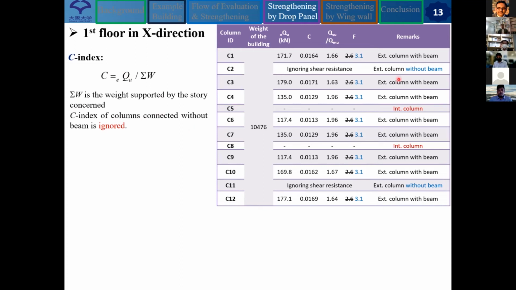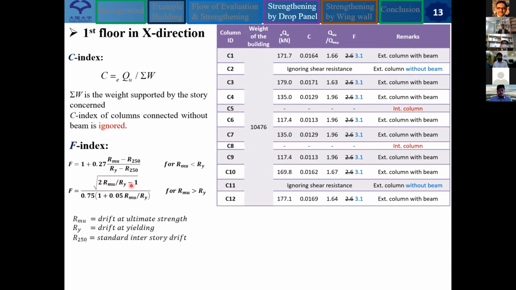So that's what I previously described. So for exterior columns without beam, C2 and C11, their shear resistance is ignored. And for interior columns also, I ignored the shear resistance. And the ductility index F was calculated the same as the PWD manuals.